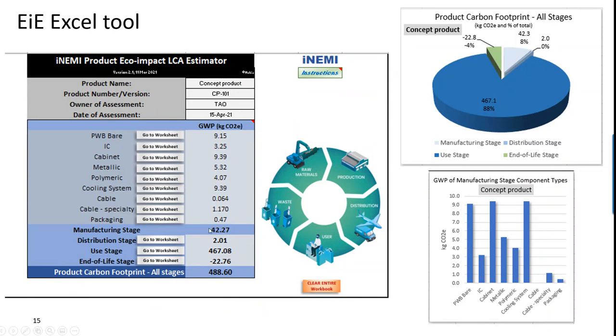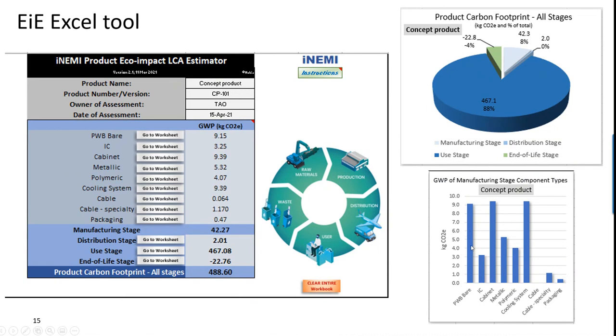It gives you the total manufacturing carbon footprint, and then you see the remaining LCA stages: distribution, use, and end of life. And finally, for all stages, in this case, what we've modeled gives us the product carbon footprint, here showing 488.6 kilograms of CO2 equivalents. And then you can see a pie chart breakdown in the upper right and a bar chart breakdown for manufacturing only to see where maybe your hotspots are.